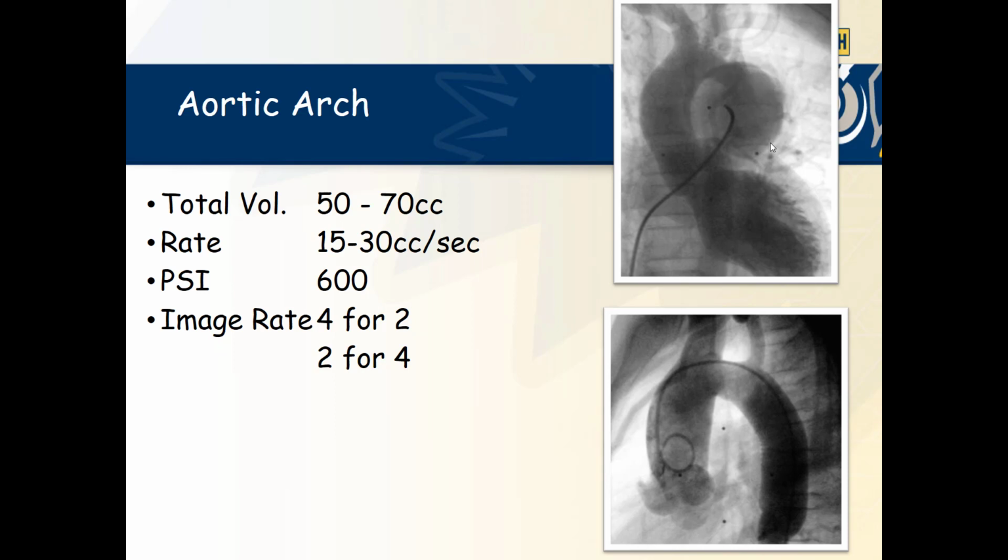See, it looks like it has 2 arches. And so what they did was they went in with an 18 millimeter Dacron graft and put it in here. You can see the graft right here. And her symptoms were alleviated. If you notice, the total volume is much higher here. It's 50 to 70 cc's, and a rate of 15 to 30 cc's per second, and the higher pressure, 600 psi.